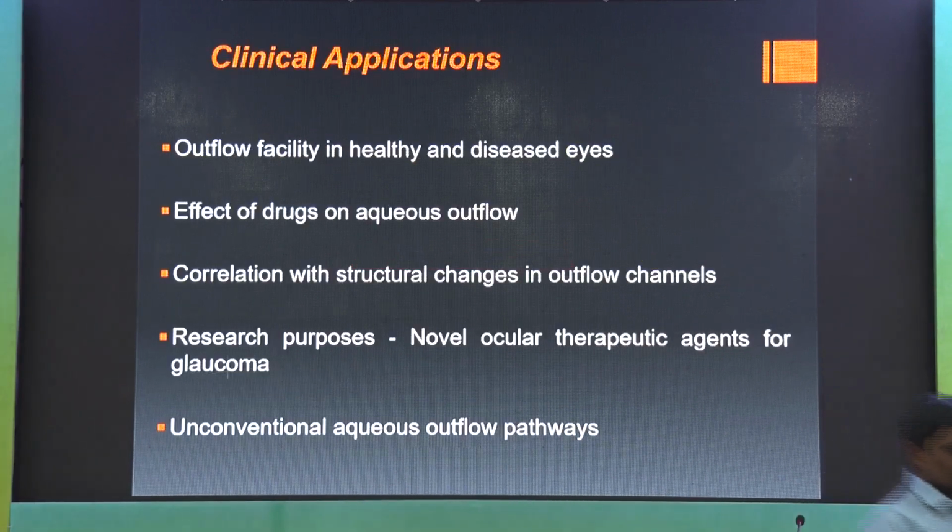And to summarize, clinical applications: with all this, we would still like to do these tests. They have a specific role. You can find out the outflow facility in both diseased eyes and healthy eyes, and you have an objective measurement. You can assess the effect of drugs on aqueous outflow, which is what concerns us a lot now, and of surgical procedures, telling us whether these procedures increase outflow facility or not. And they correlate with structural changes in outflow channels. And for research purposes, we still are using it. Tonography is still being used.